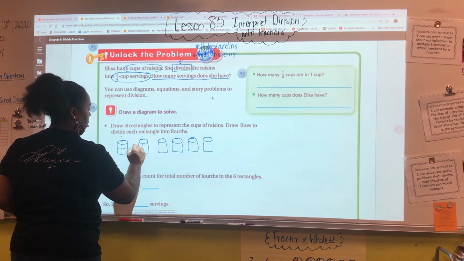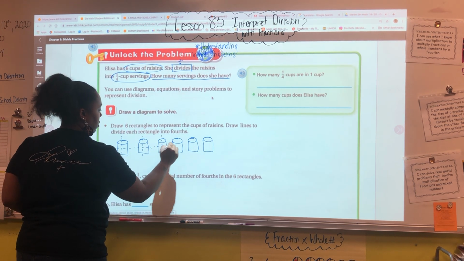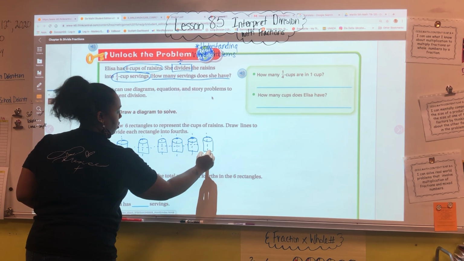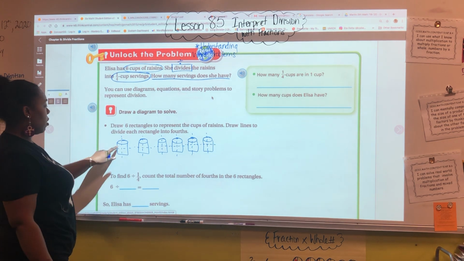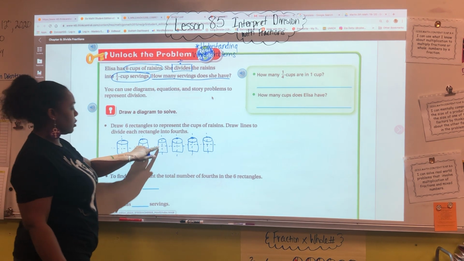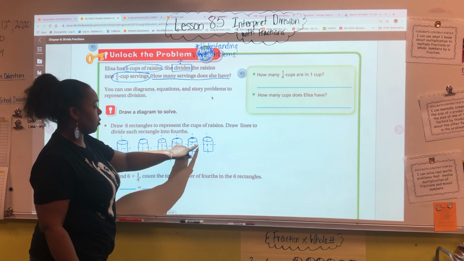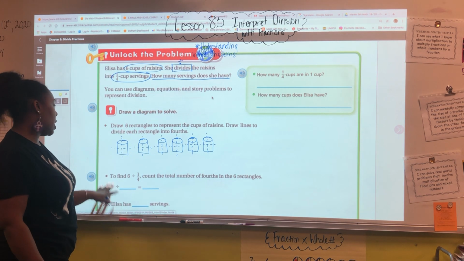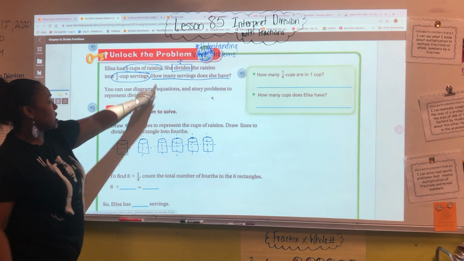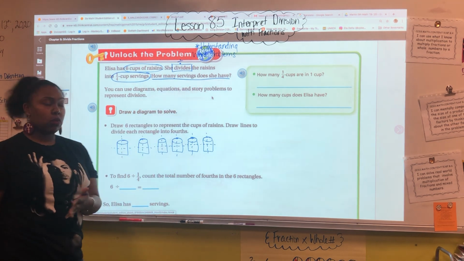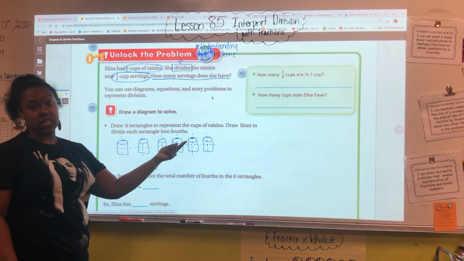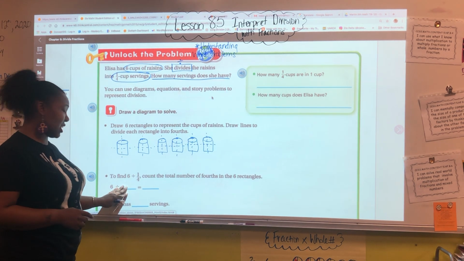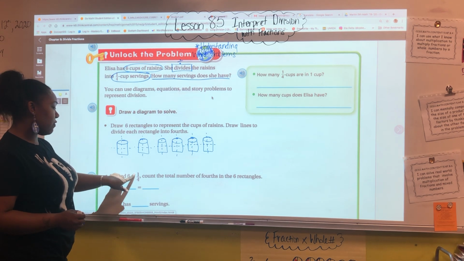Down to fourths, fourths, fourths. Okay? 1, 2, 3, 4, 1, 2, 3, 4, and so on for each cup. Each of those cups has been divided up into fourths. So the question asks, how many servings does she have? Well, that's each one of these little pieces that I cut, right? So I can also write a number sentence that matches. This is 6 divided by 1/4.